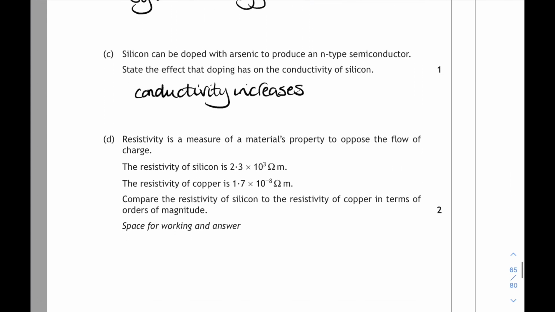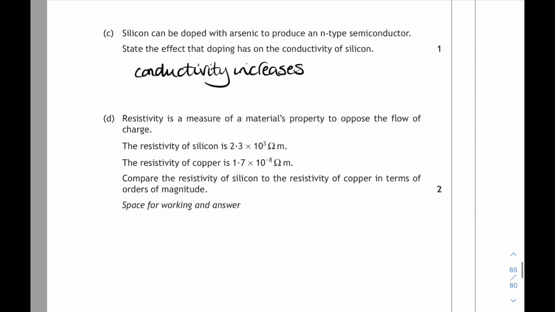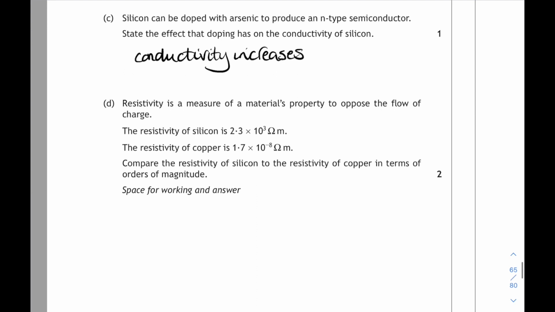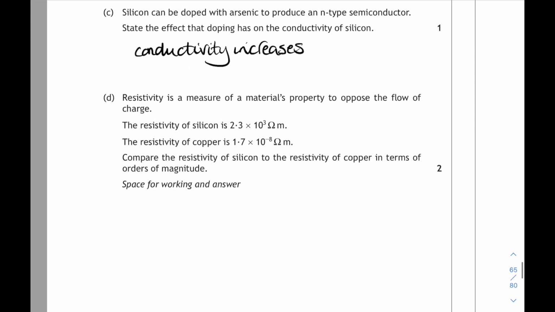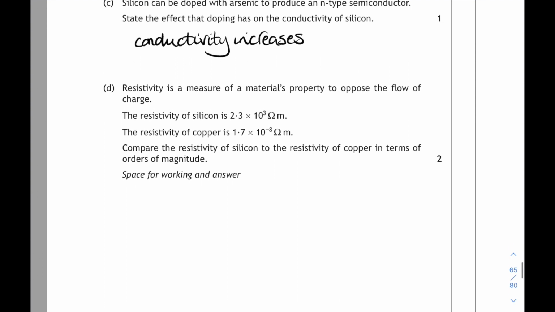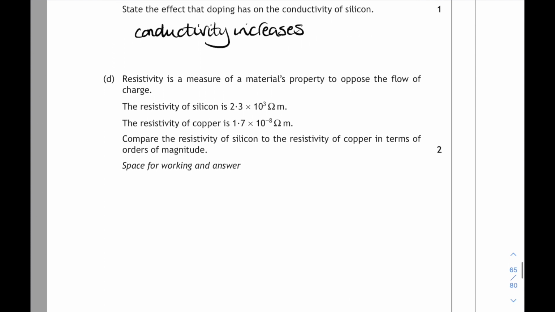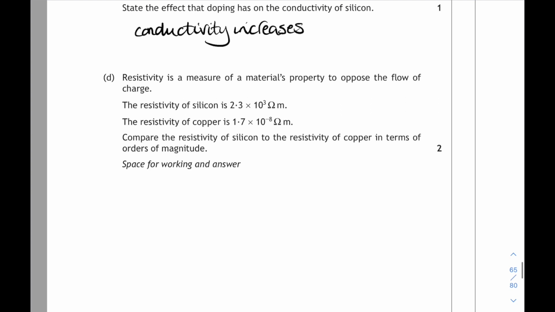And then part D, resistivity is a measure of a material's property to oppose the flow of charge, and the resistivity of silicon is 2.3 times 10 to the 3 ohm meters. The resistivity of copper is 1.7 times 10 to the minus 8 ohm meters. And we have to compare the resistivity of silicon to the resistivity of copper in terms of the orders of magnitude. Now remember, orders of magnitude is the powers of 10 in a number.